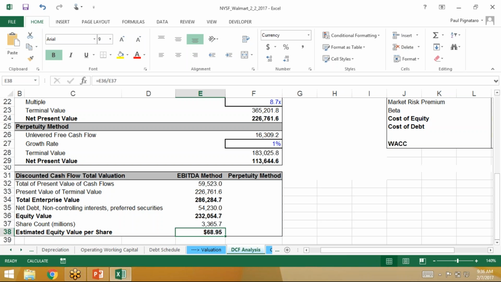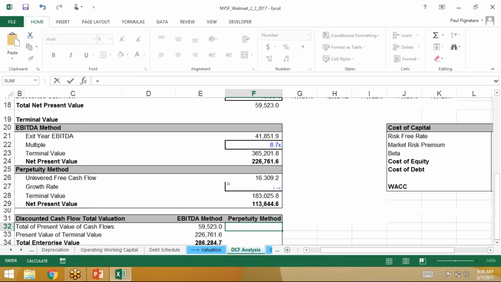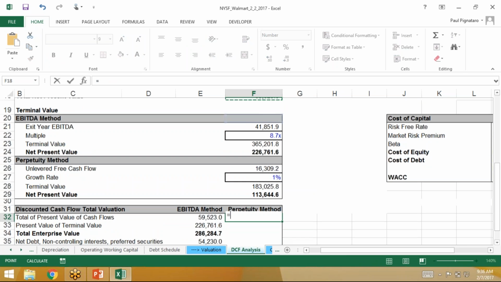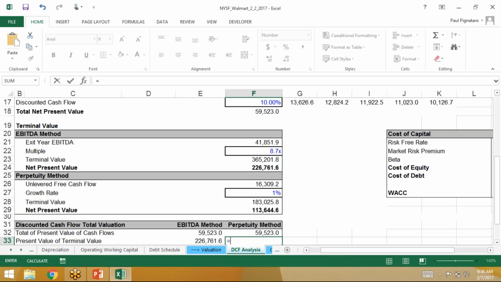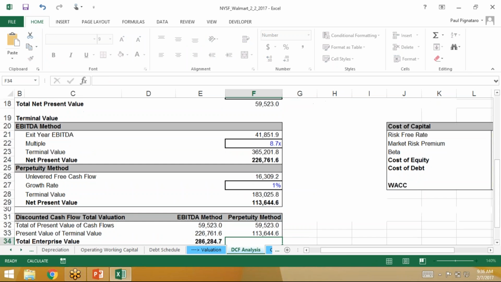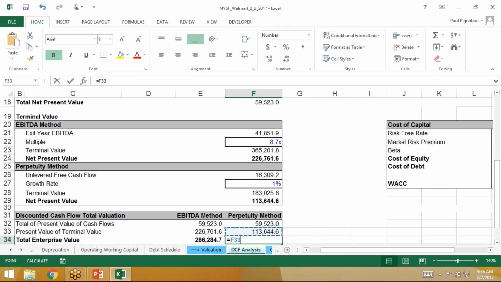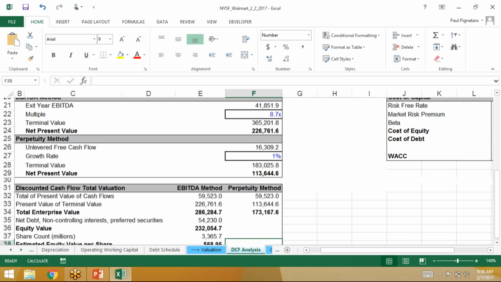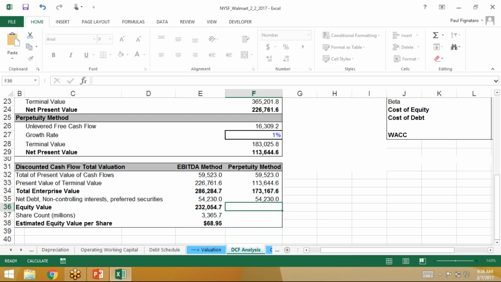Okay. Let's do the same thing with the perpetuity method. Present value of cash flows. Present value of terminal value. Total enterprise value. It's the same formula. I want to see if you guys know enough to do it on your own.